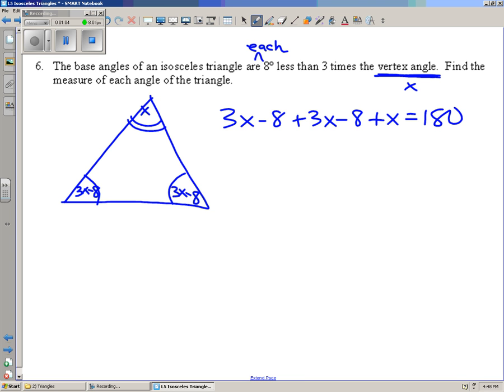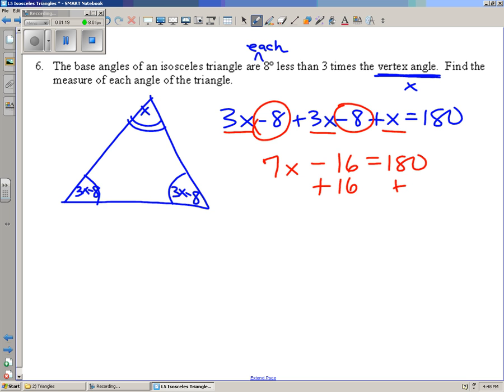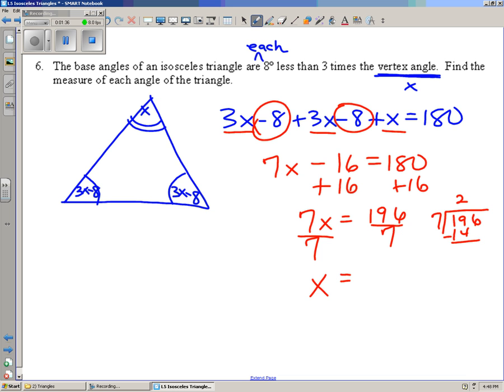Notice we're talking about angles and not sides, so we're allowed to do this. So now we have 3x, 3x, and x, giving us 7x, negative 8, and negative 8, giving us negative 16. Adding 16 on both sides of the equation, we get 7x equals 196. And dividing by 7, we get x is 28.